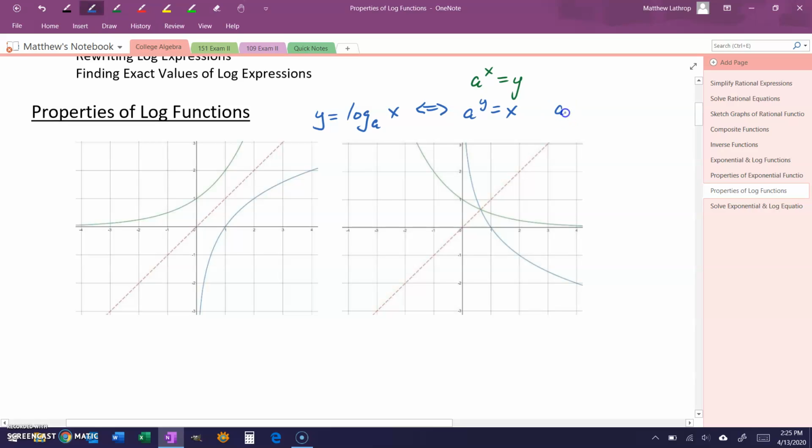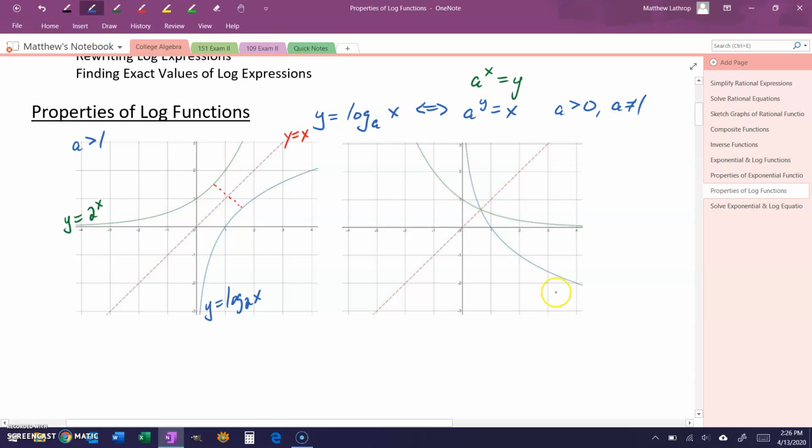The same properties apply still for a. A has to be greater than 0, and a cannot be equal to 1. In the graph on the left, we have the case where a is greater than 1. We have an exponential function, in this case specifically y equals 2 to the x, and a log function, y equals log base 2 of x. And those two functions are symmetric about the line y equals x, as any two inverse functions are.